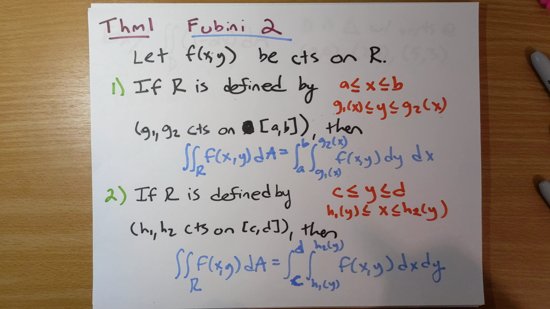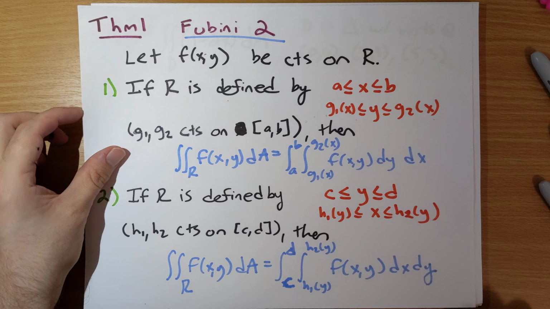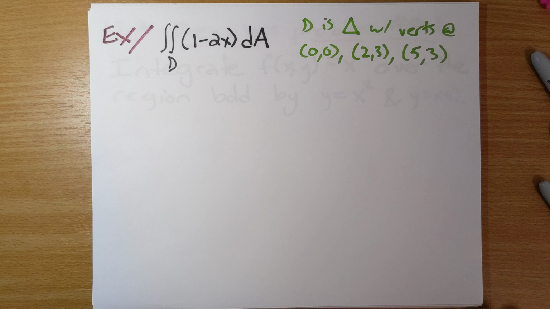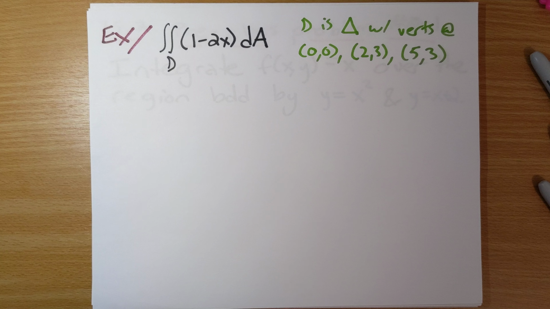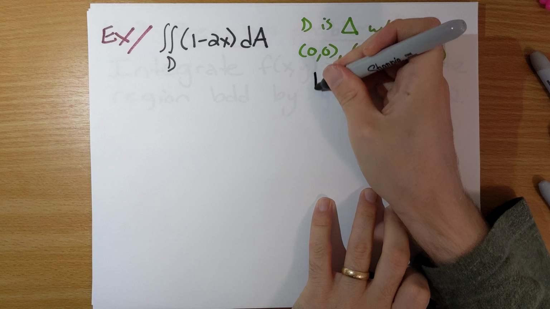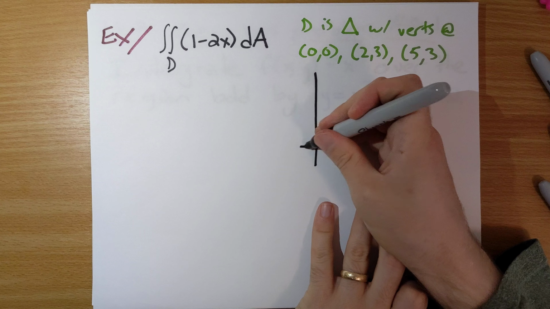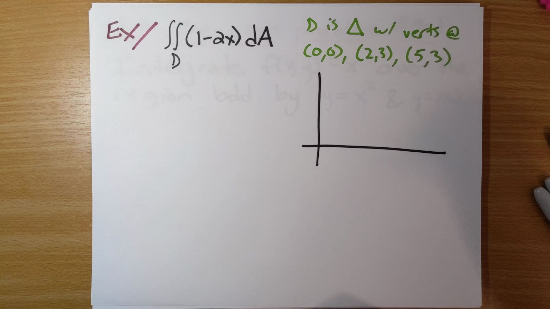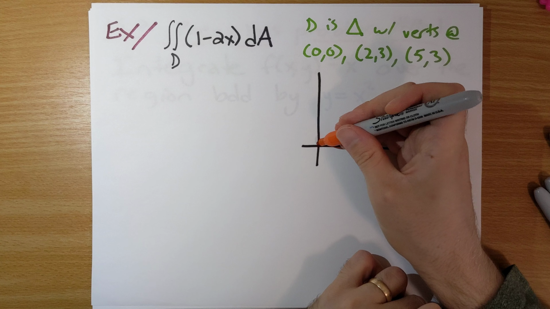Let's do another application of our stronger version of Fubini's theorem. So let's integrate the function 1 minus 2x over the region D, where D is a triangle with vertices at (0, 0), (2, 3), and (5, 3). So before we do anything else, let's draw a picture here, and hopefully the picture will show us whether we want to slice this horizontally or vertically.